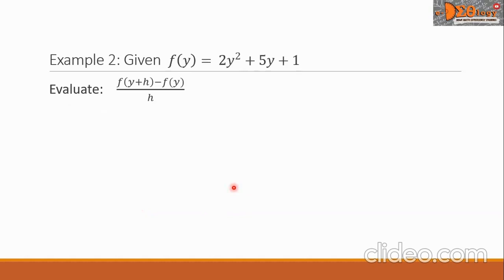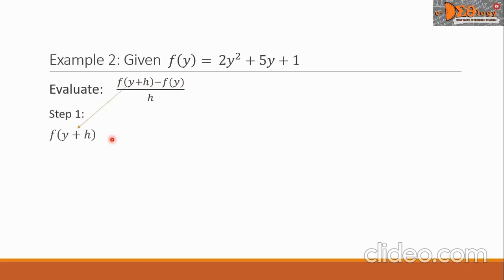Let us have example 2. Given the function f(y) = 2y² + 5y + 1. Evaluate this fraction whose numerator is f(y + h) minus the function f(y), all over h.